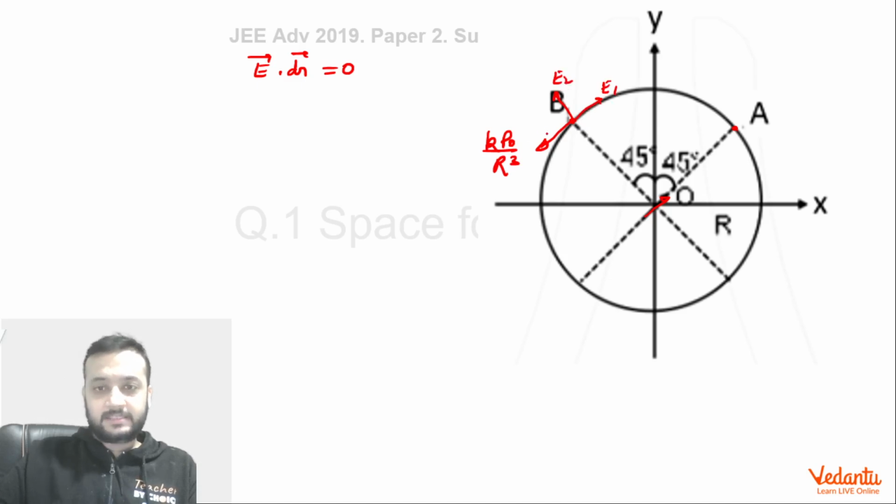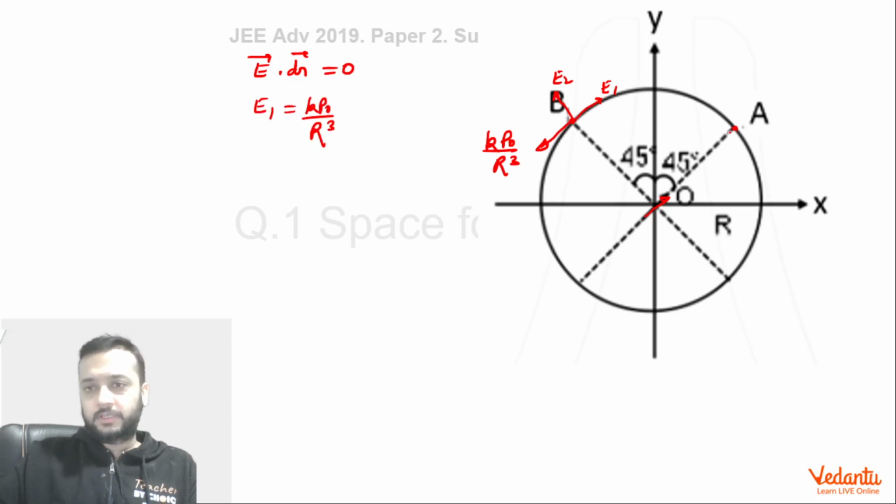Since E dot dr must be 0, E1 must cancel out the field produced by the dipole. Then only we can say that E dot dr will be 0 at this point. This component will not produce any potential. Only the tangential component could have produced some potential. So E1 must have cancelled out this. Hence, we realize that E1 is Kp naught by R cube.